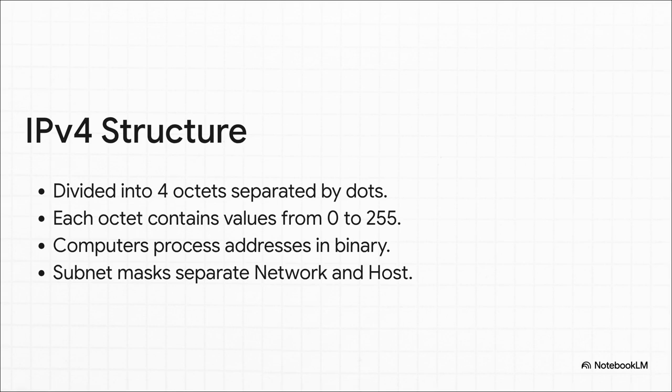Oh, and then there's the subnet mask. You can think of the subnet mask kind of like a neighborhood border patrol. It's a simple way to mathematically split the IP address into 2 parts, a network portion, which is basically your street name, and a host portion, which is your exact house number.